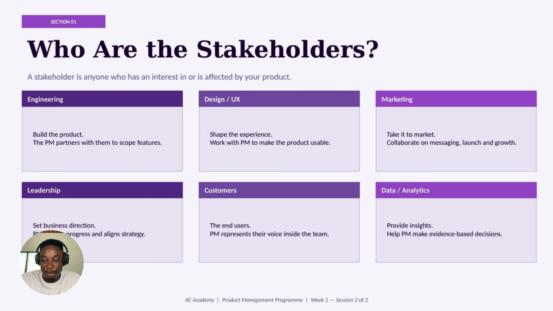Exactly. So we move on to marketing. They are the megaphones. Marketing's job is to tell the world your product exists and convince people to try it. They can't do that well unless you, the product manager, tell them what the product does and who it's for, the target audience. If you don't communicate clearly with marketing, they'll end up selling your product to the wrong people. So that is marketing for you.